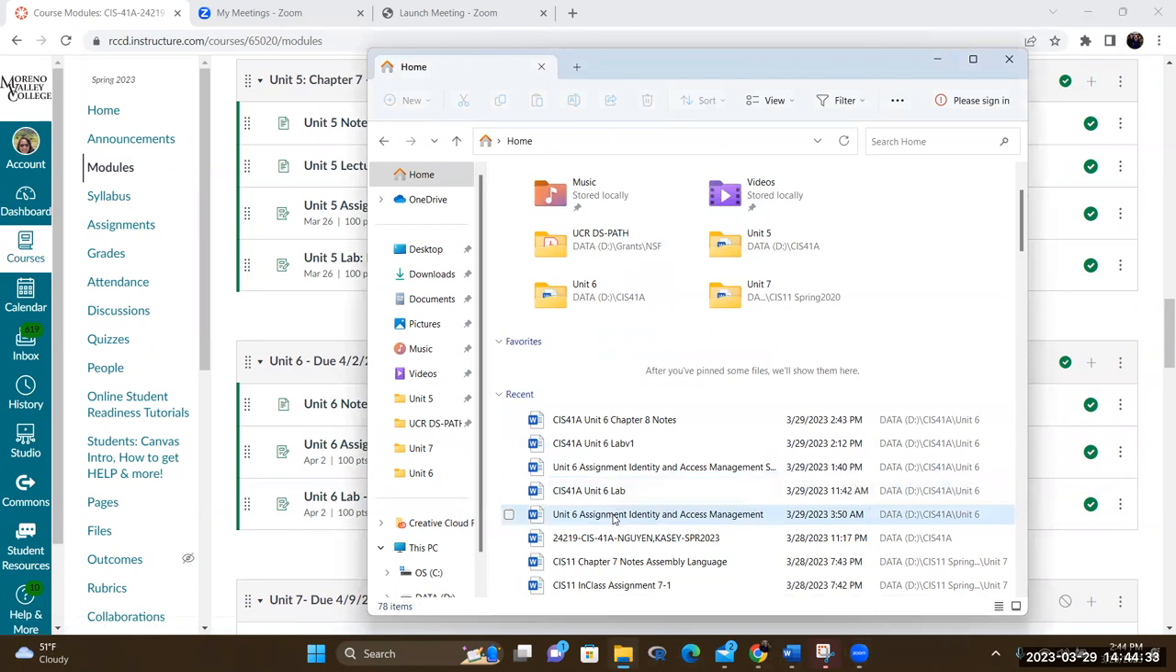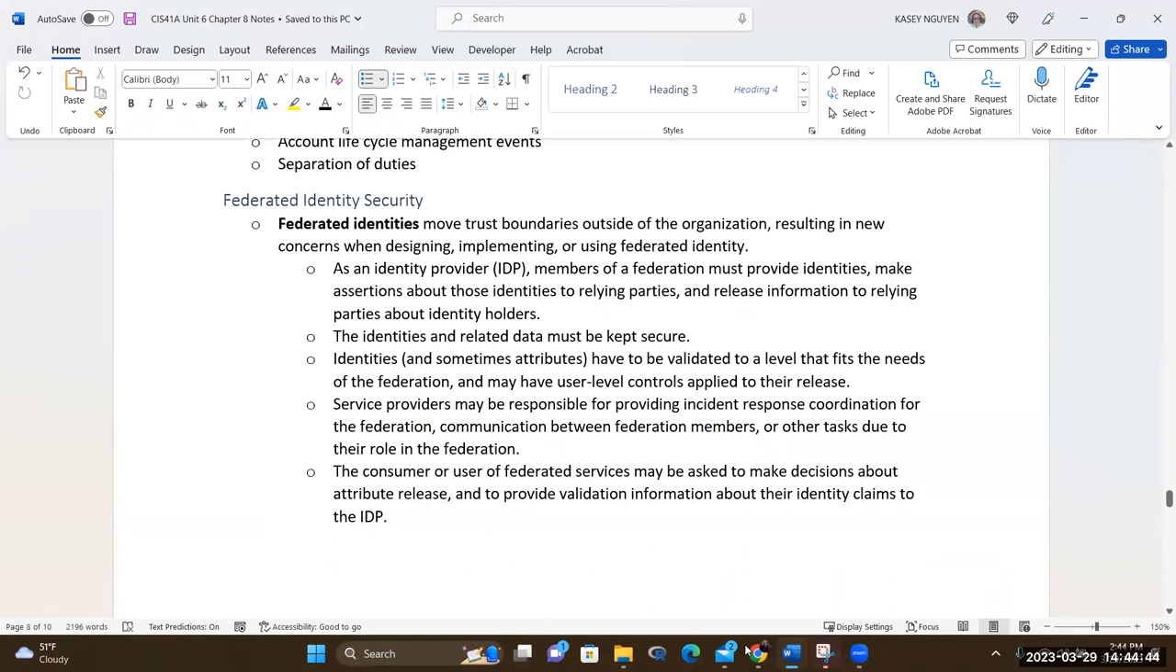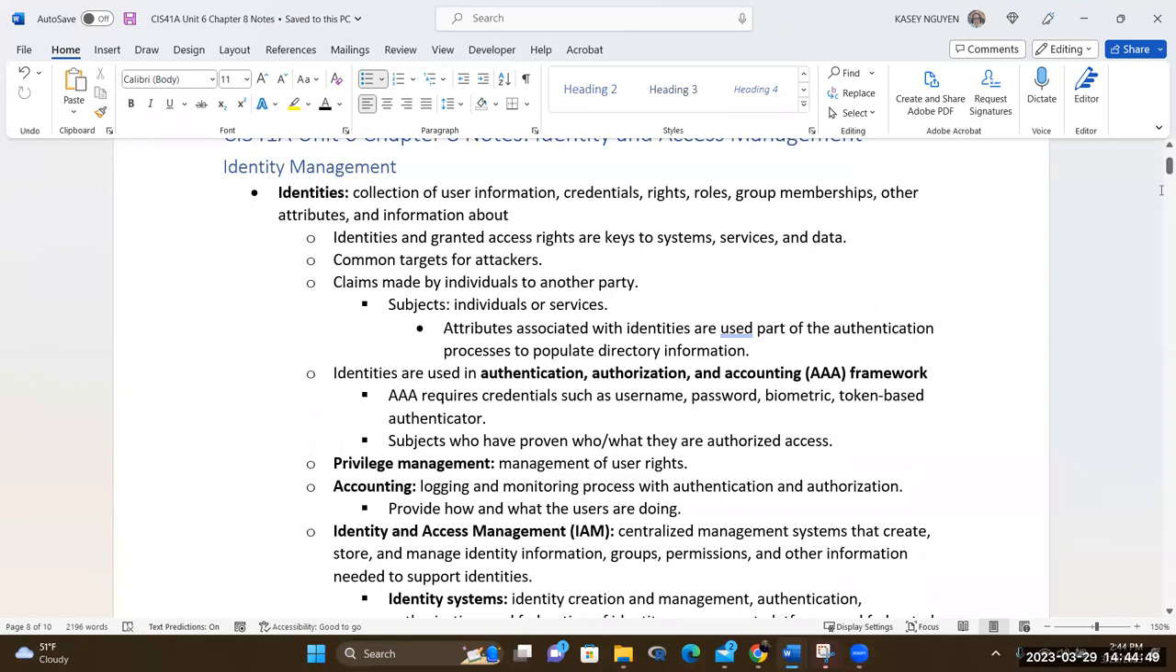Okay, before we answer the question, let's take a look at the notes. In chapter 8, it begins with talking about what identity would be. Identity is one of the first processes in access management. We want to identify the user or the system. There are many ways that we can tie that user, or that subject, to some form of information. So identity overall is just a group or collection of information about a particular subject.